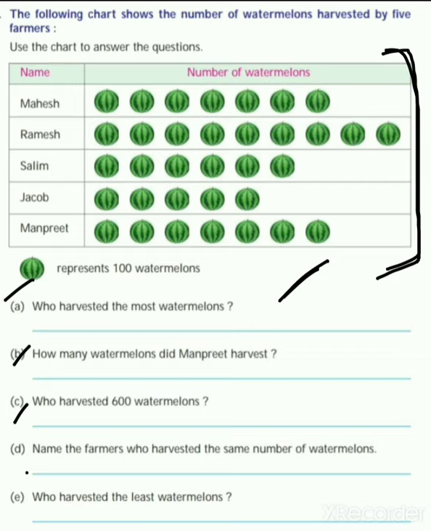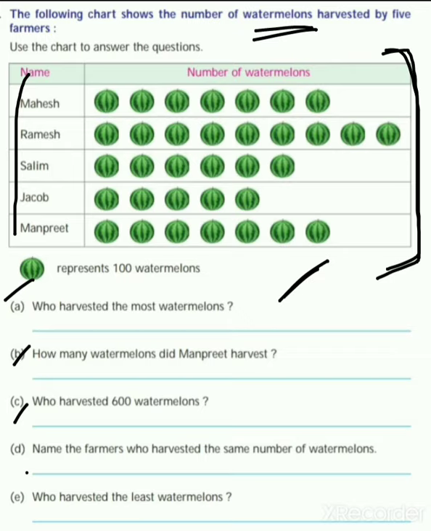How will we do it? In this picture, what have you been given? You are given the number of watermelons harvested by 5 farmers: Mahesh, Ramesh, Salim, Jacob and Manpreet. They have harvested watermelons. There are different numbers of watermelons harvested by these farmers and you have to find the different answers. So let us start.